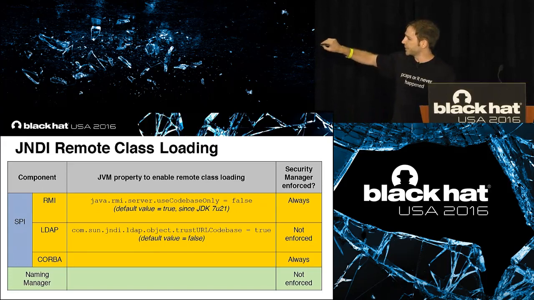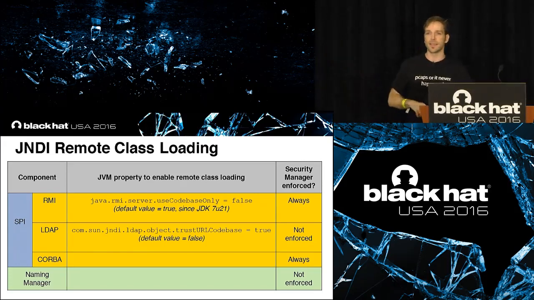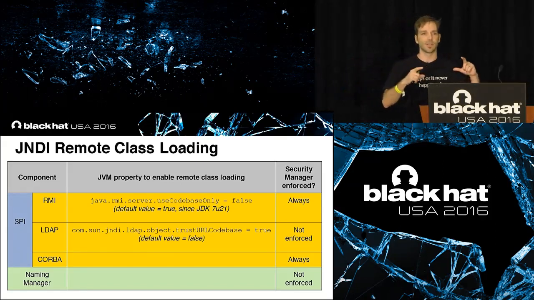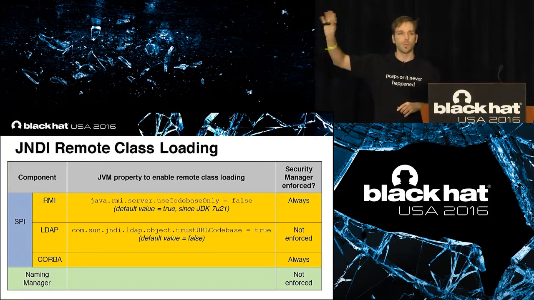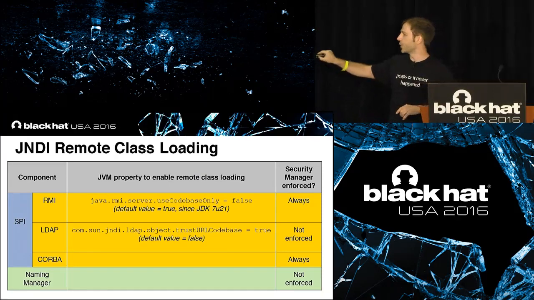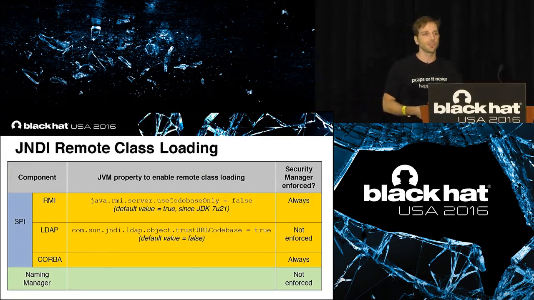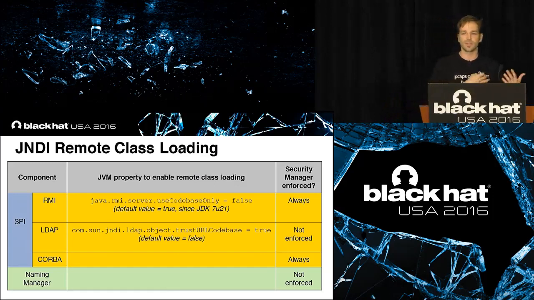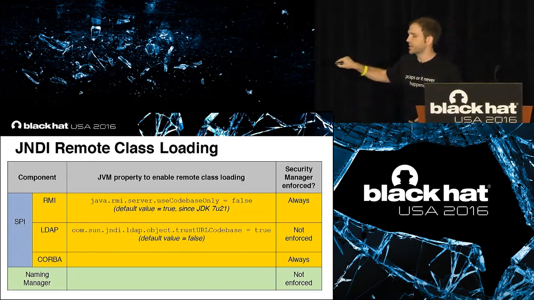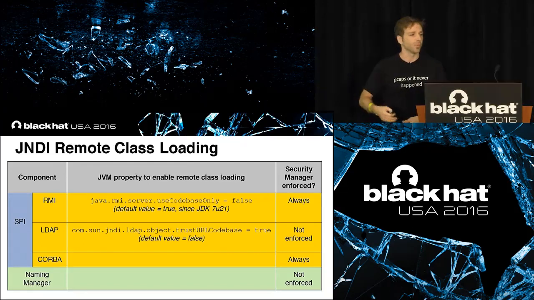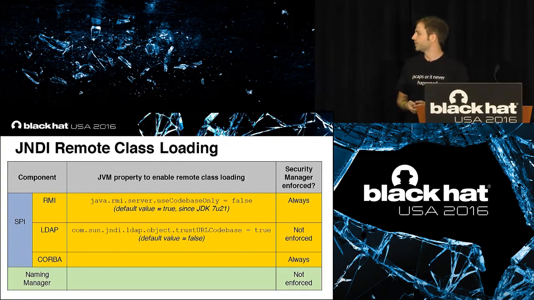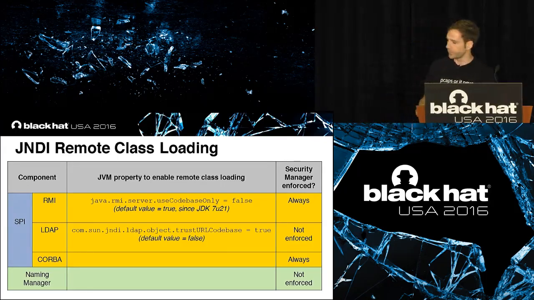And the most interesting part is the naming manager layer. That, if you remember, is the layer that is going to decode the JNDI references. So it's the one that is going to fetch these remote factory classes that I mentioned. For the naming manager, there is no JVM property to enable or disable. It's always enabled. And there is no security manager enforcement to control where we are loading these remote classes from, and so on. So this is the ideal scenario for an attacker. He can actually provide any class, and there's not going to be any specific control here.